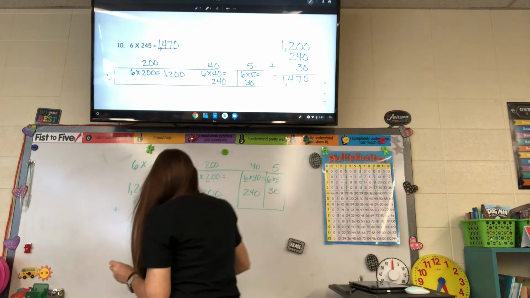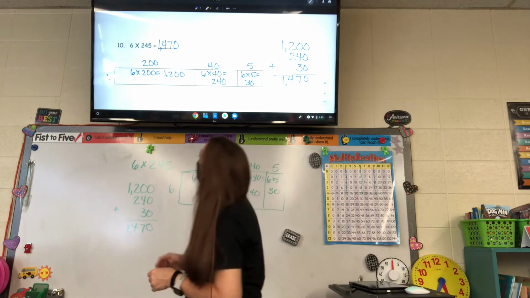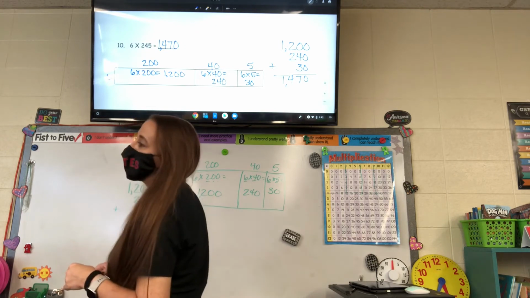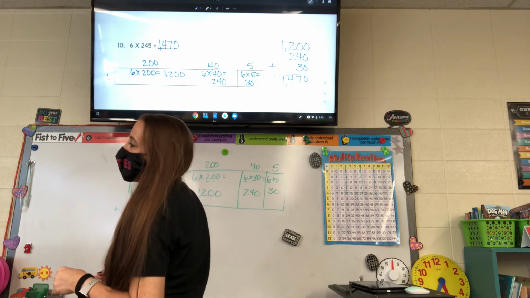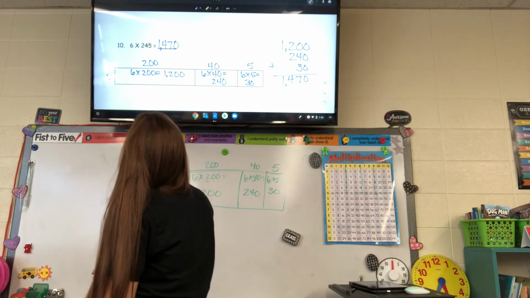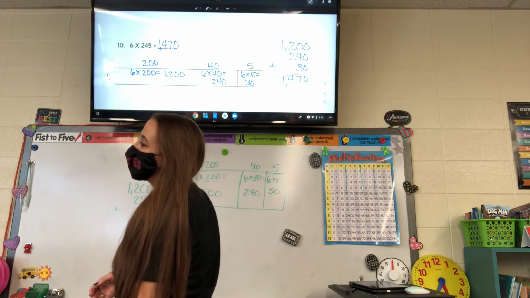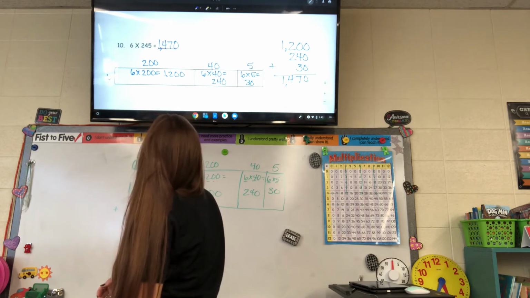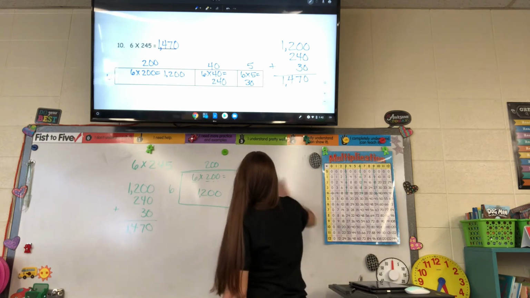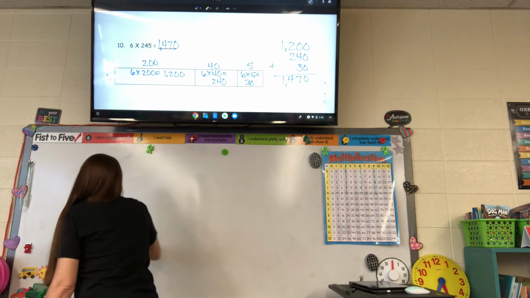Okay, I just noticed something. On multiple questions, isn't it? 4 times 300 equals 1,200. 6 times 200 equals 1,200. 4 times 40 equals 160. 6 times 40 equals 240, yep. A lot of these numbers are repeating on this, aren't they?